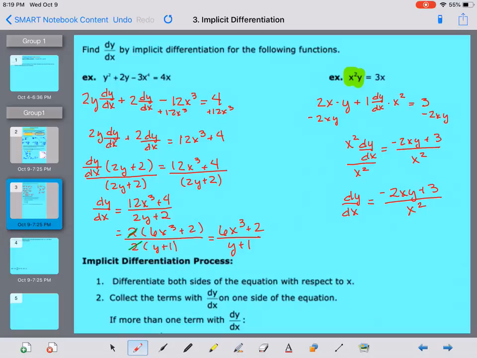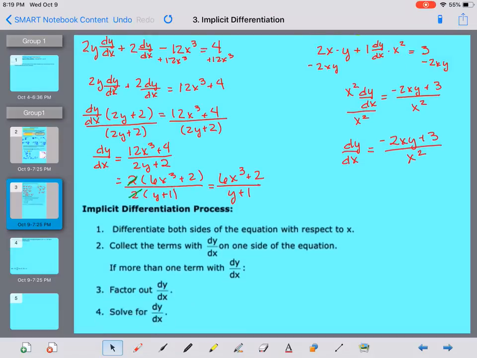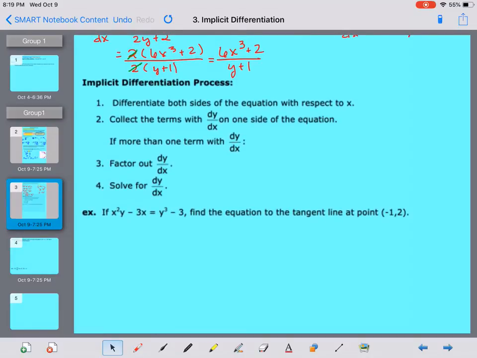Okay, so really when we're taking the derivative of an implicit function using implicit differentiation, what we're really doing is 4 basic steps. We're differentiating both sides of the equation with respect to x, or the independent variable. We're collecting the terms of dy dx, anything that has a dy dx, we're going to collect it to one side. If there's more than one dy dx, we're going to factor out the dy dx, and then of course just solve. And often solving is through division.